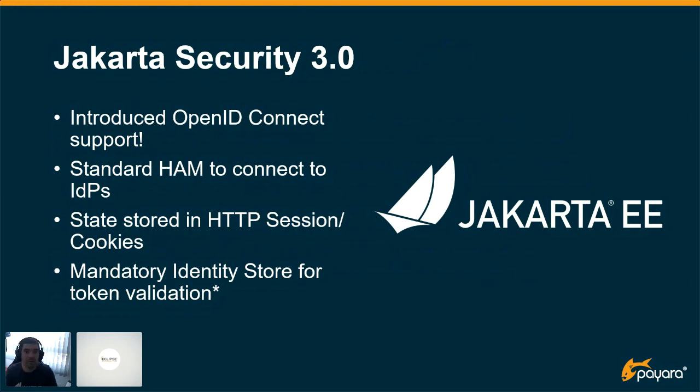So as I mentioned, all of this about OpenID Connect integration is brought by Security 3.0. It introduced OpenID Connect support. It was mainly the big feature on it. And along with it, it introduced a standard HAM, or HTTP authentication mechanism, to allow developers to tell users how they are going to be authenticated against a standard identity provider.